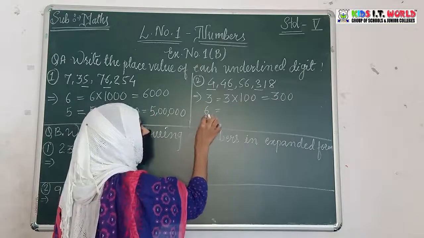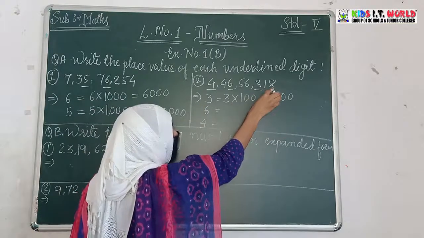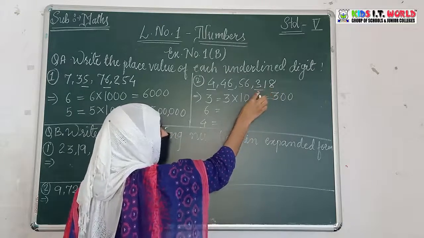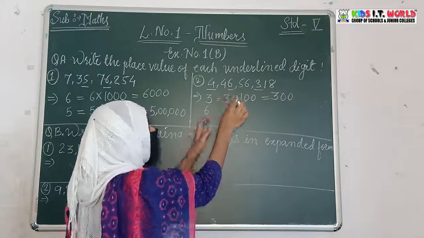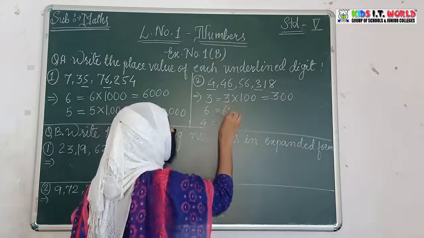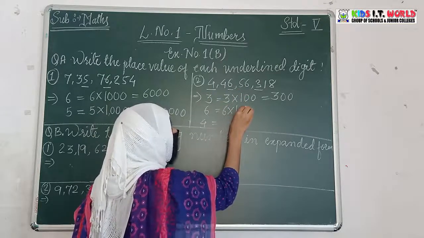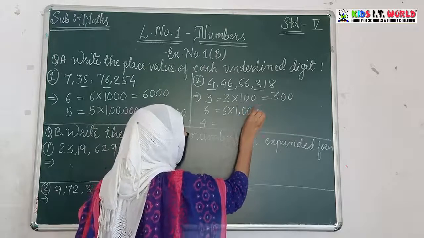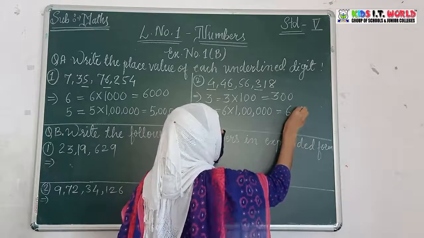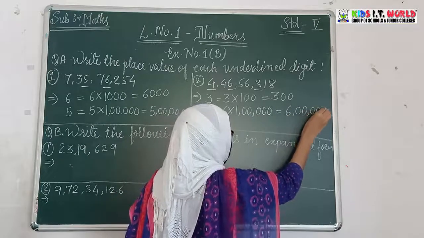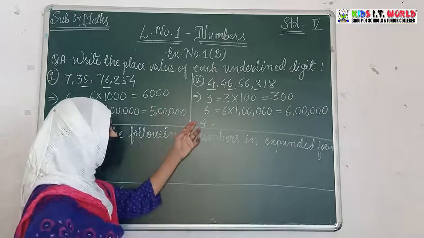Now the next number is 6. Count the place value: ones, tens, 100, 1000, 10,000, lakh. So it is lakh. Means 6 will be multiplied by 1 lakh. So it will be 6 lakh.